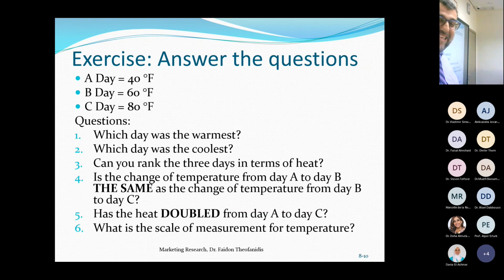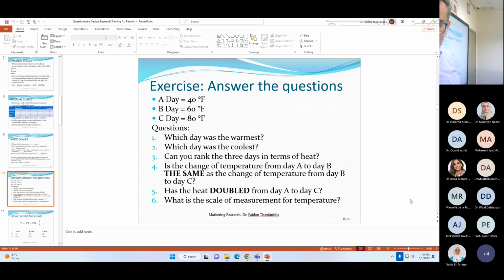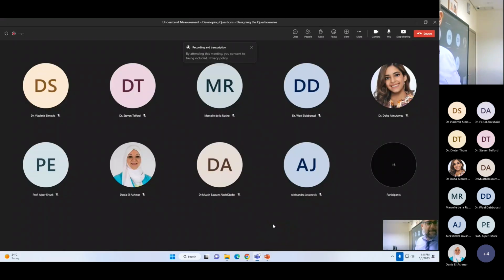Question number 5: has the heat doubled from day A to day C? Is it temperature or heat? I mean heat, unless you mean temperature. Same thing. Yes, double, from 40 to 80. Any other ideas from the audience? Double. Okay. Anybody who disagrees? The answer is no.